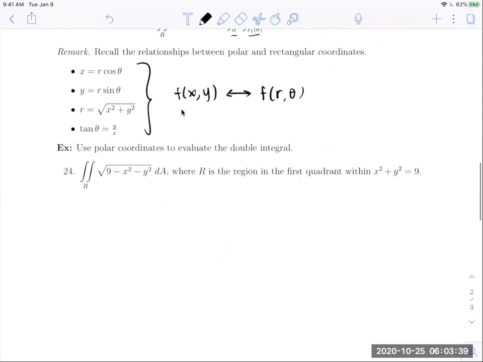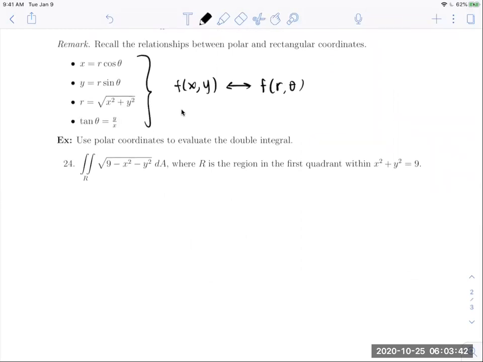So for the remaining examples, we're going to want to switch a double integral from rectangular to polar coordinates. So use polar coordinates to evaluate the double integral. Here we're giving our region in words. R is the region in the first quadrant within the circle x squared plus y squared equals 9. So I'm just going to go ahead and sketch that region. It's not too complicated. We have a quarter circle in the first quadrant. We have radius 3.